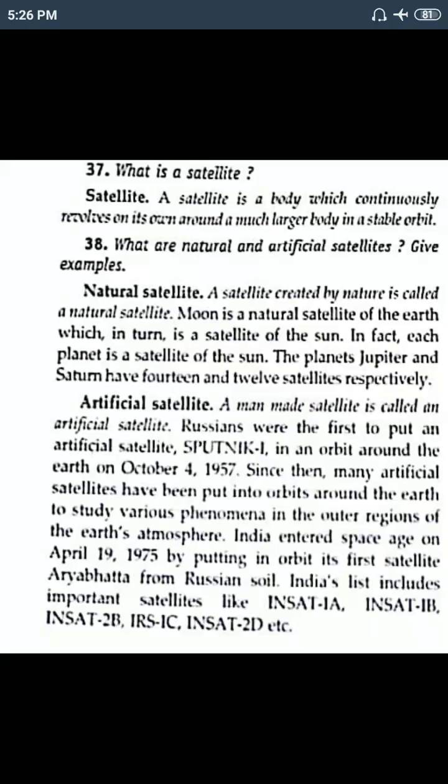A natural satellite is created by nature. The moon is naturally created. It is not man-made. That's why this type of satellite is called a natural satellite, and it revolves around a heavenly body or a larger body, and also rotates around its axis in a stable orbit.